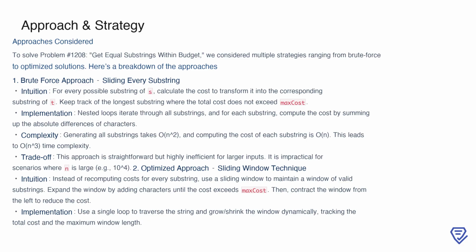Recognizing this inefficiency, we then explored an optimized approach using the sliding window technique. Here, instead of recalculating costs for every substring, we maintain a dynamic window of valid substrings. The goal is to expand the window until the cost exceeds max cost, and then contract it from the left to restore validity. This approach avoids redundant computations and allows us to process the string more efficiently.